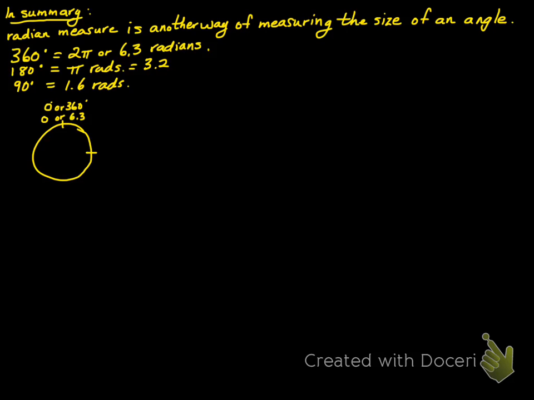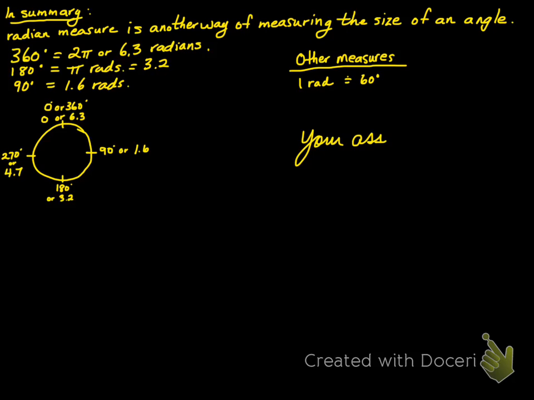So if we started at 0, we go to 90, or 1.6, then we could go to 180, or 3.2, we can go to 270 degrees, or 4.7, or all the way around is 6.3. Another measure that's important to say is just that 1 radian is approximately, for our purposes, 60 degrees.